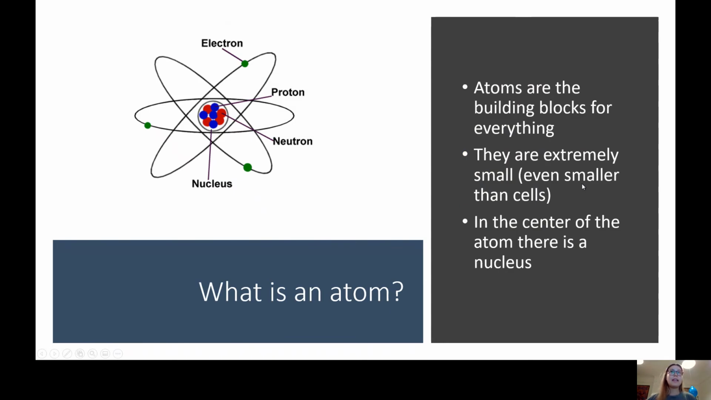What is an atom? Atoms are the building blocks for everything around us. Everywhere you look is made up of objects which are made up of atoms. They are extremely small, the smallest things in the universe, even smaller than cells. In the center of the atom, there is a nucleus, as we see labeled here. This blue and red thing in the middle is the nucleus.